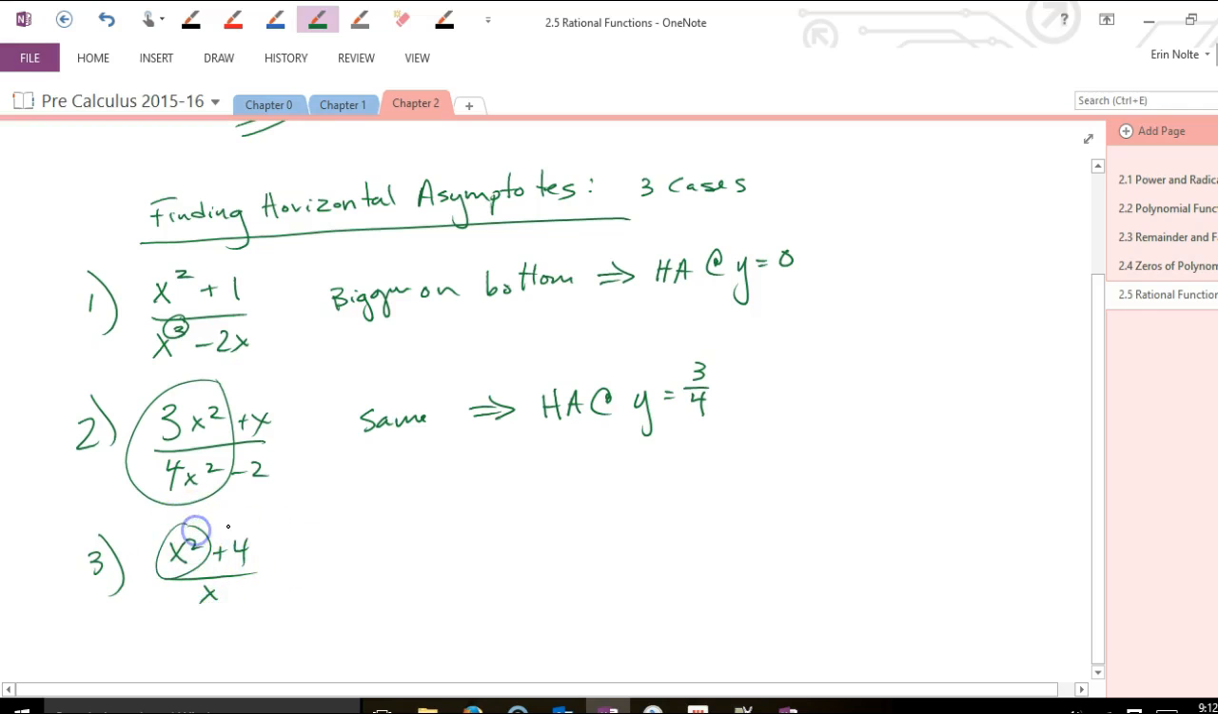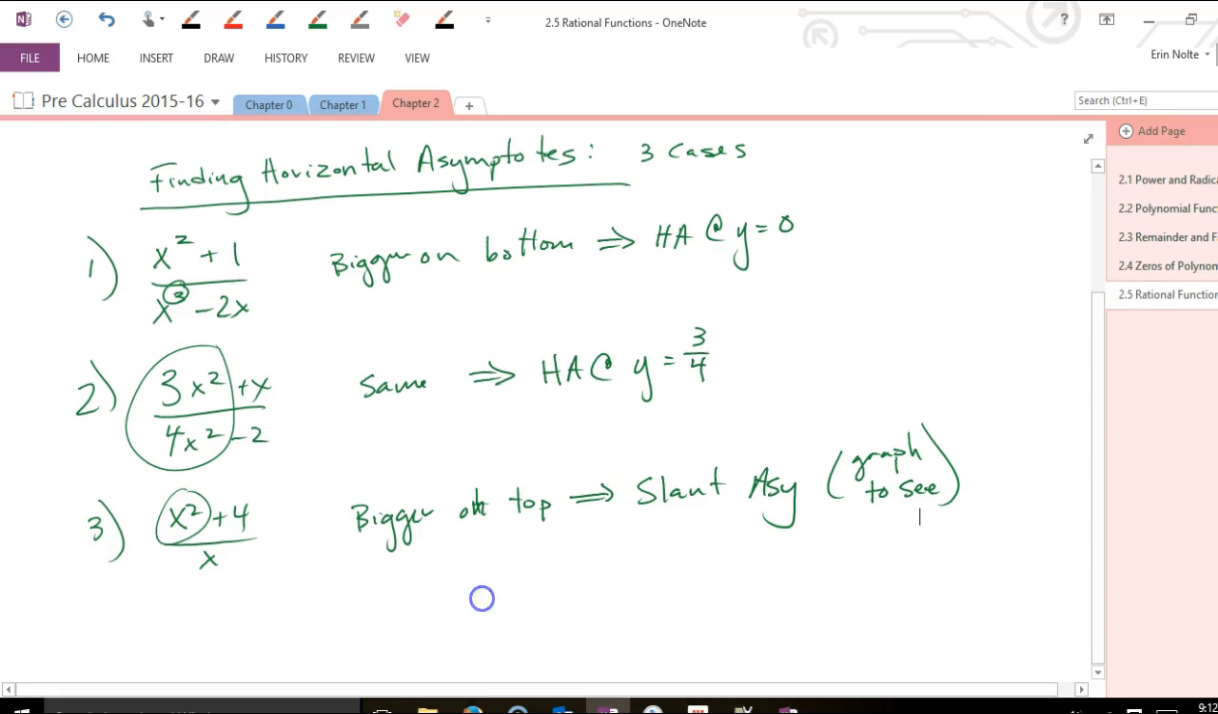And then your last scenario is, let's say you have x squared plus 4 over x. This time it's bigger on top. And that implies there's no horizontal asymptote, but instead a slant asymptote. If that is the scenario, you want to graph it to see what it looks like, to see that asymptote. So those are your horizontal asymptotes.